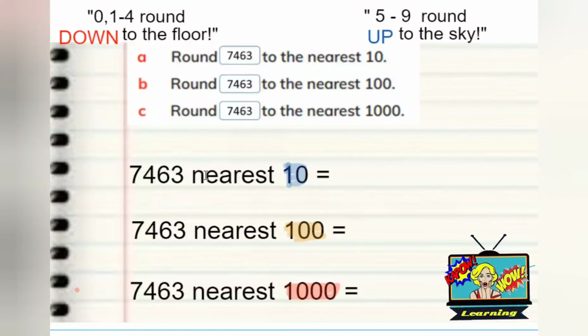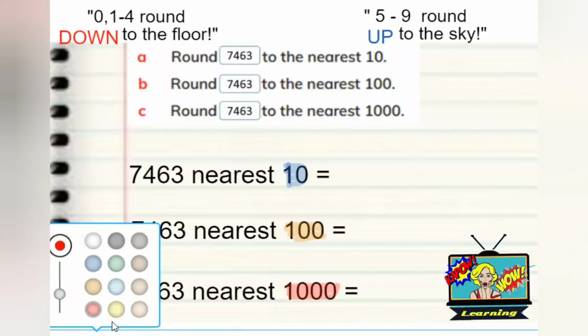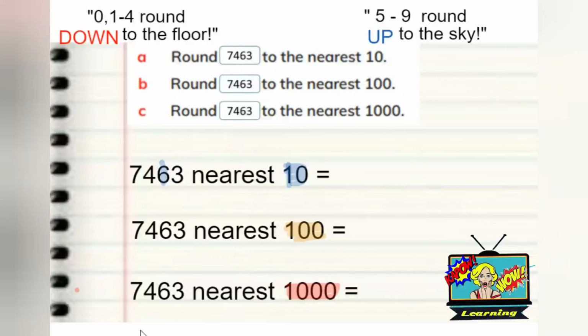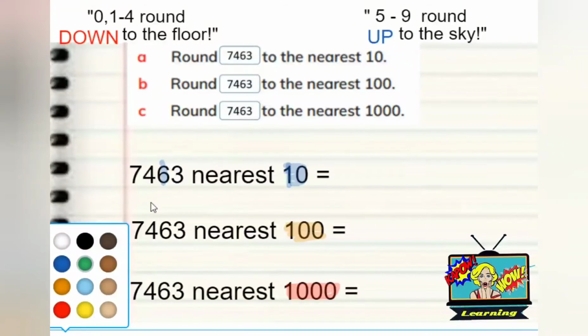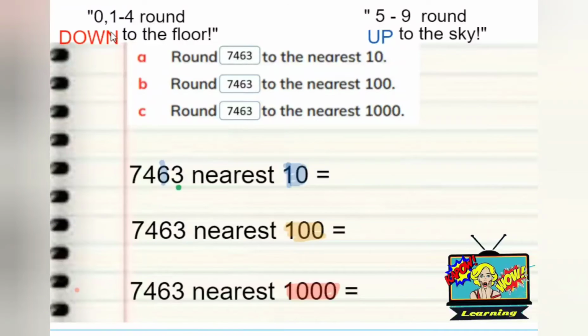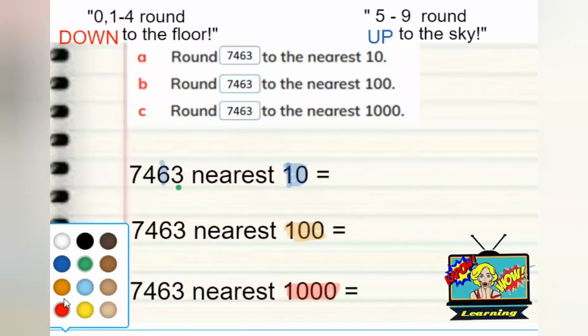7,463 rounded to the nearest 10. So what we need to do here is find the 10. The 10 in this number, which you should know, is the 60. So then we look at the number before, which is the 3. Now remember, 1 to 4, round down to the floor. 5 to 9, round up to the sky. It's a 3, so we're going to round down, okay?